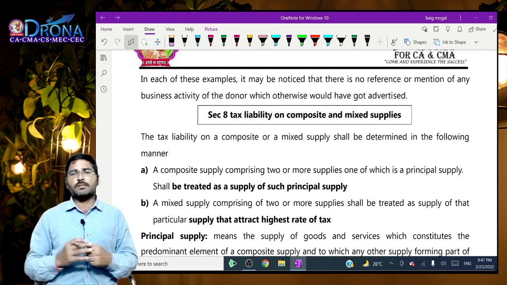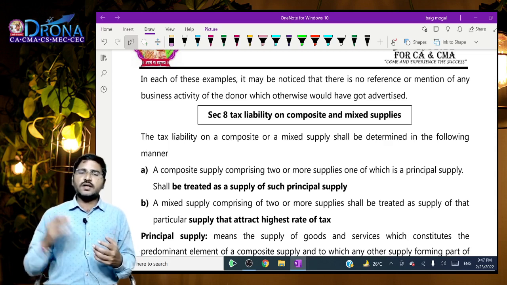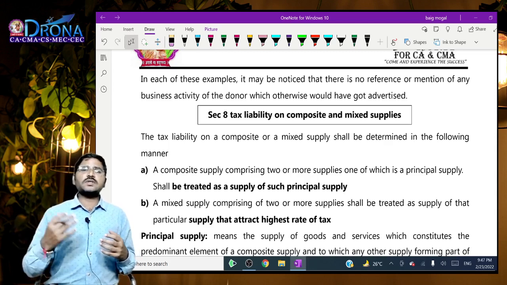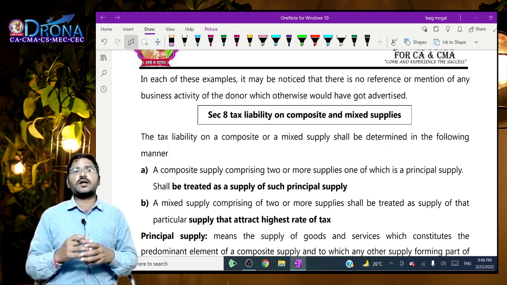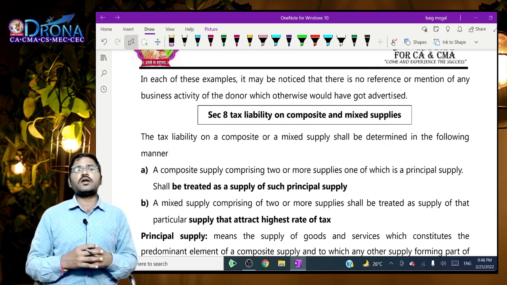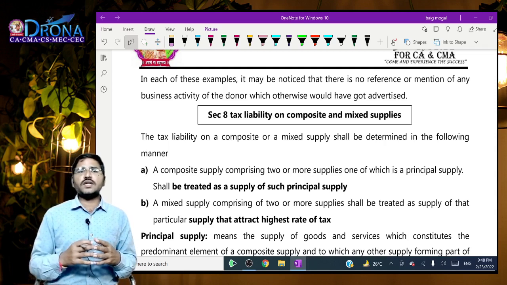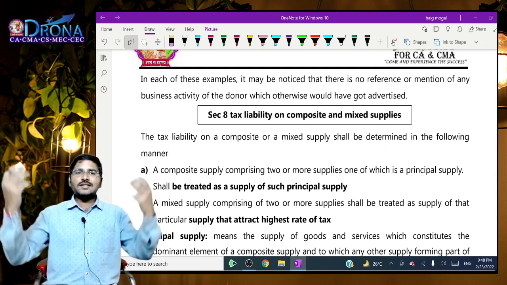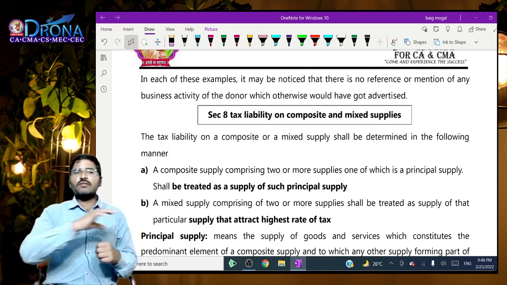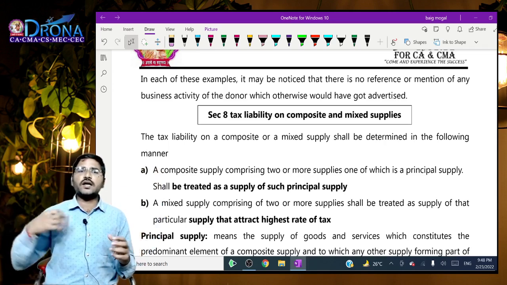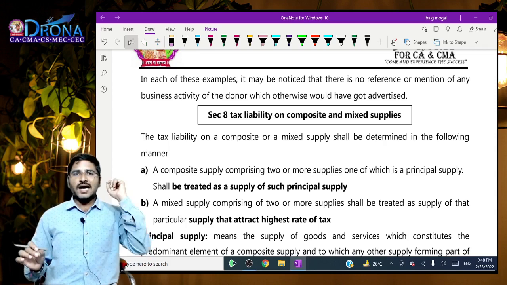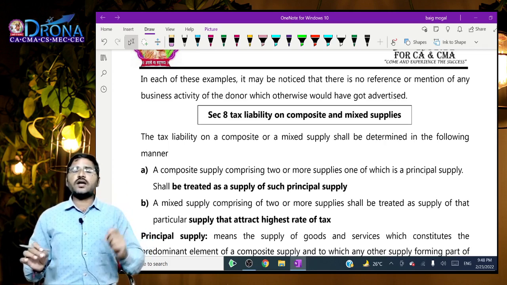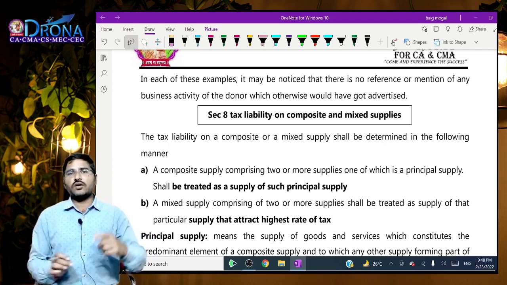And the second one, mixed supply. The mixed supply concept will arise where apart from the supply of the good or service, you are supplying some other good or service which is not in the ordinary course of the business. That means those are artificially bundled. In case of artificially bundled supplies, you have to ensure the transactions which are involved in the supply. You have to identify different natures of the supplies and the rate of GST applicable to each and every supply, out of which you have to choose the highest rate of GST. Such highest rate of GST has to be charged on the total value of the supply.